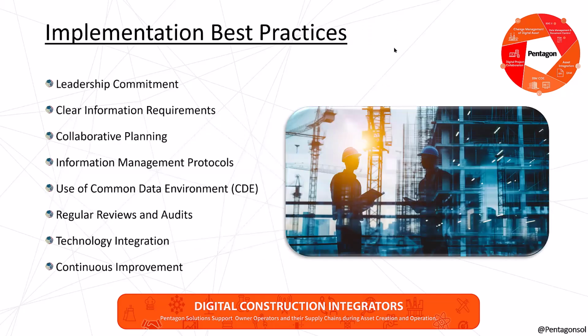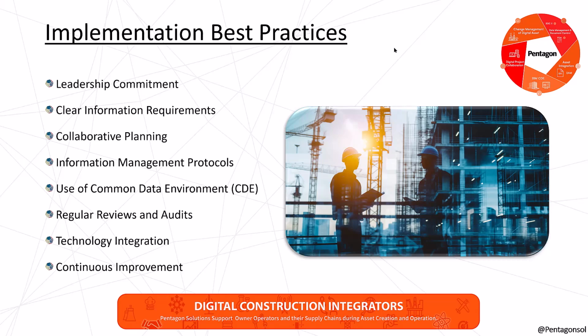So we've looked at what it is and why it might benefit you, but how do you start implementing this? I've listed a few of my favorite implementation best practices, and I'm just going to take you through some of them now. Firstly, you need to get the leadership commitment. You need to get the green light from the top management to allocate essential resources and backing for the implementation of ISO 19650.